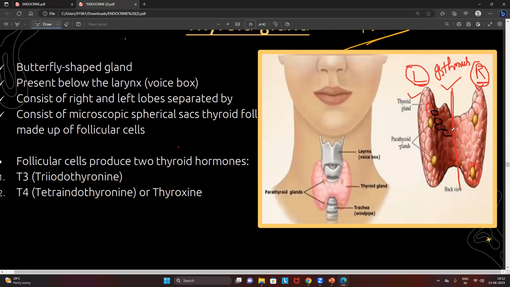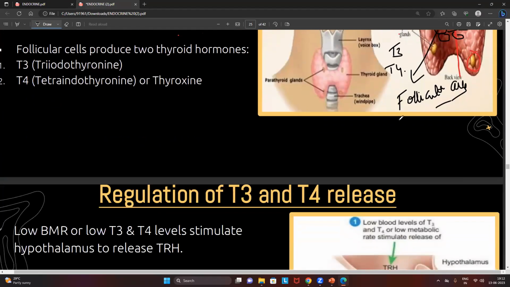They contain microscopic spherical sacs, we can call them. What do we call them? Microscopic spherical sacs. Those spherical sacs, friends, we can call the thyroid follicles, the microscopic sacs present within the thyroid gland, made of thyroid follicular cells. Those thyroid follicular cells are going to release the hormones T3 and T4, so don't get confused about that point.